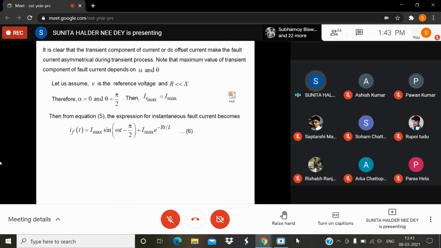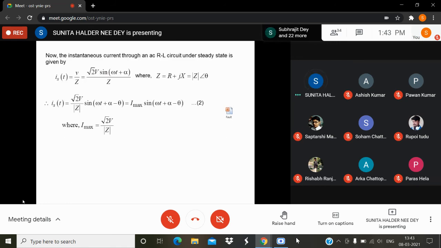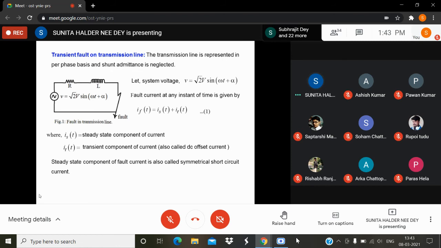This Imax was the current that was flowing under that. This Imax is the magnitude of this steady state current. That means that Imax is the current flowing under faulted condition. Okay, and during transient, within half cycle, within 10 millisecond, current will be double.